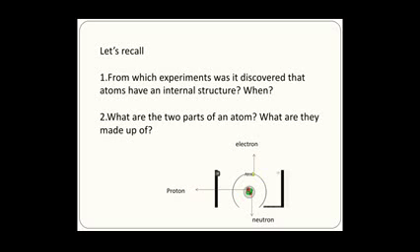Second question. What are the two parts of an atom? What are they made up of? You have studied this in Standard 8. The entire mass of the atom is concentrated in a centrally situated, positively charged small core called the nucleus. The negatively charged electrons move around the nucleus in different orbits. In this picture we can see protons and neutrons inside the nucleus, and an electron revolving around the nucleus. The nucleus consists of positively charged protons and electrically neutral neutrons. Protons and neutrons together are called nucleons.